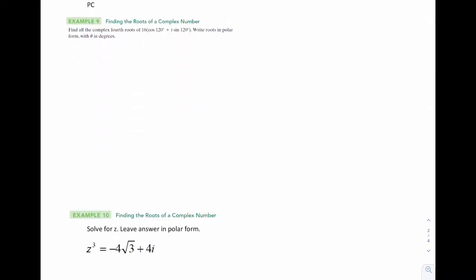Now here's where it gets a little more complex. It says finding the roots of a complex number. To do this, we're basically going to do DeMoivre's theorem backwards. So our notes are going to be right here: DeMoivre's theorem for finding complex roots.